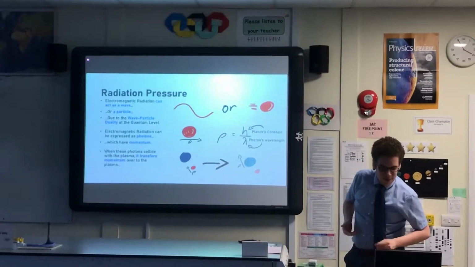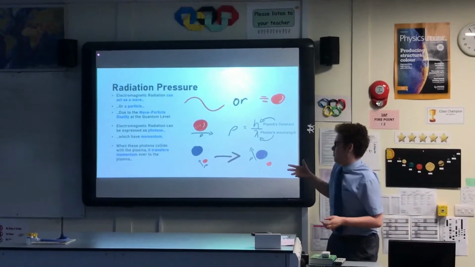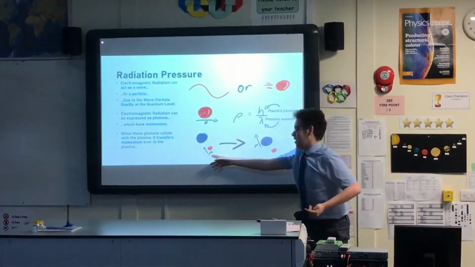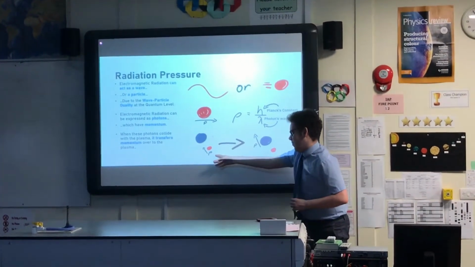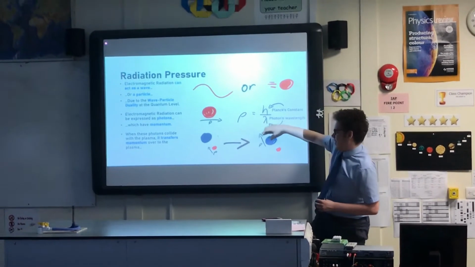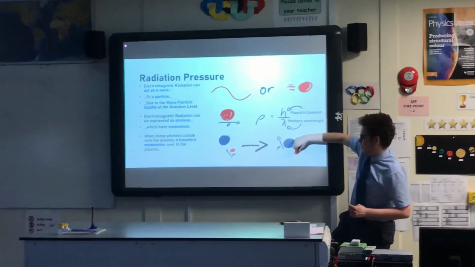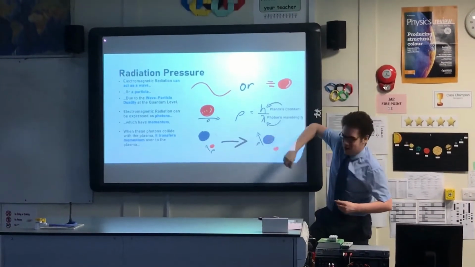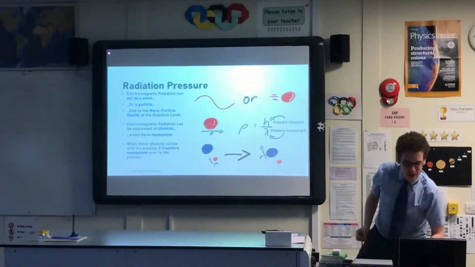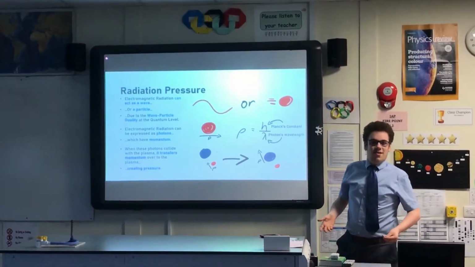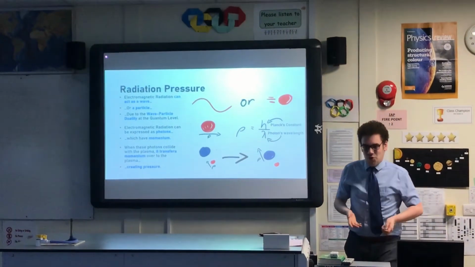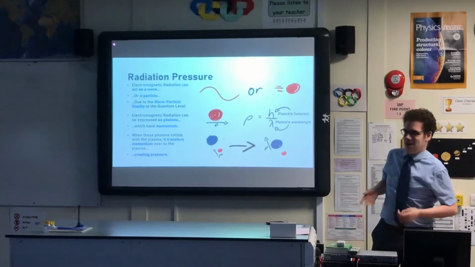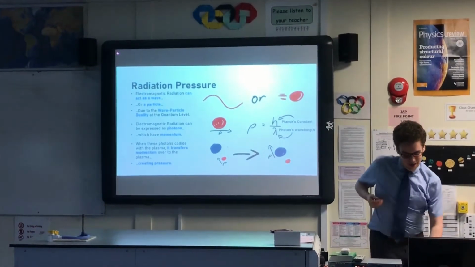So when these photons collide with the plasma particles, they can transfer momentum over to the plasma. In comes a photon with some momentum. It bumps into a particle, and in this example, all of this momentum gets transferred to this plasma particle, and it goes off that way with that momentum. And this creates pressure. So that's how the force of pressure in stars is created, because of the radiation emitted by nuclear fusion.